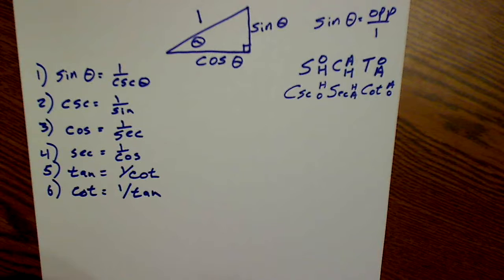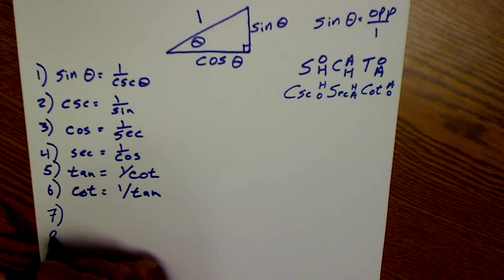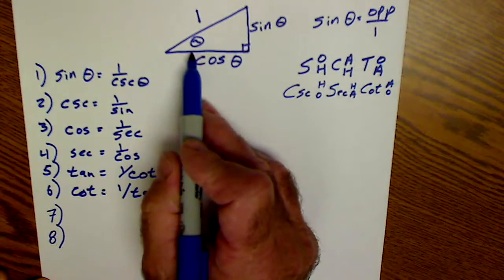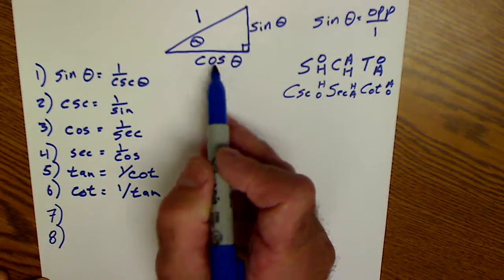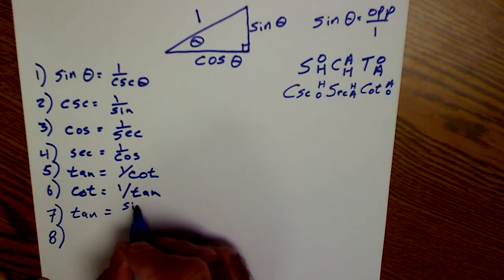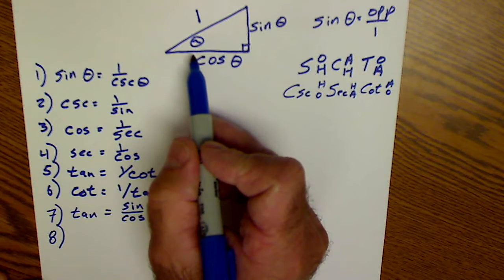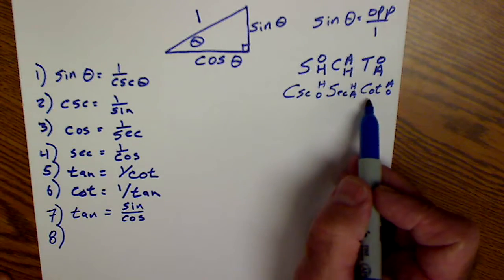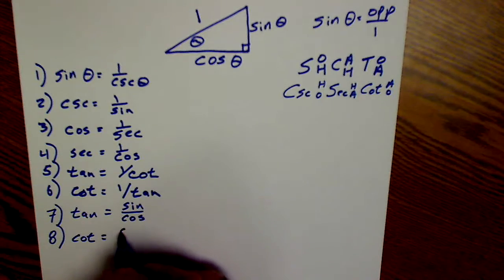From there I go to my 2 quotient identities, 7 and 8. Tangent of that angle is opposite over adjacent, so tan of theta is equal to sine over cosine. And cotan of that given angle is adjacent over opposite, so that would be cosine over sine.